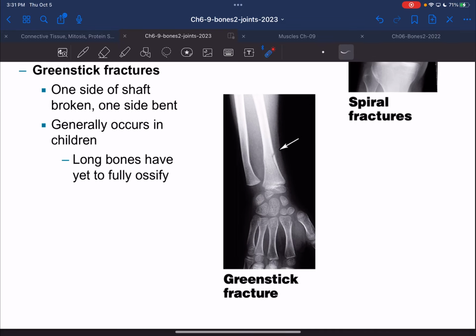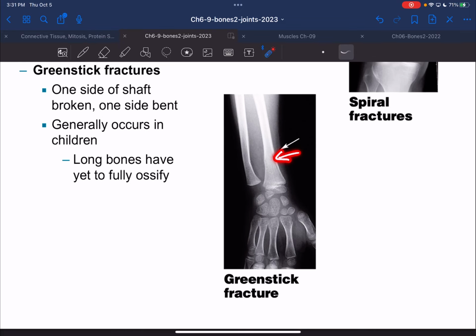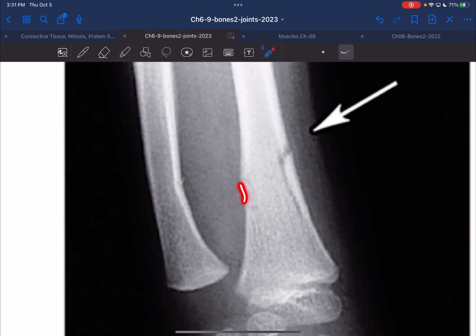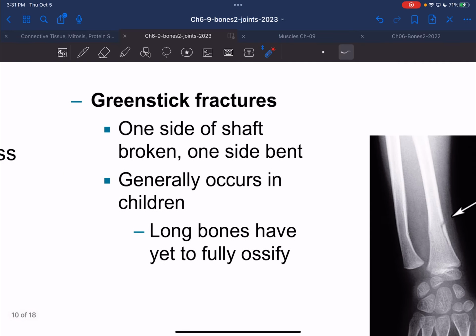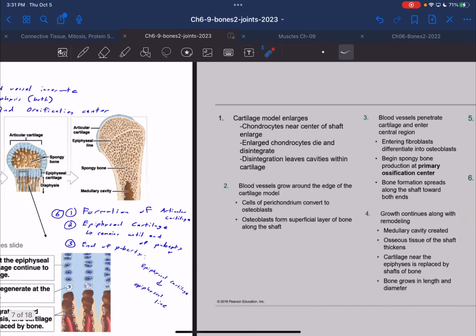And so this fracture, when it occurs, sometimes you can see a bending onto the other side. And so when you see some sort of destabilization of the overall shaft because it pushed in on one side and pushed out on the other, that's called a green stick fracture, where one side gets broken and the other side gets bent. And this typically happens in children, and we should have a general understanding why.